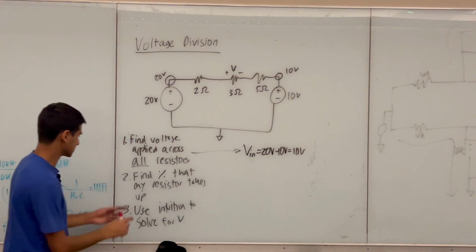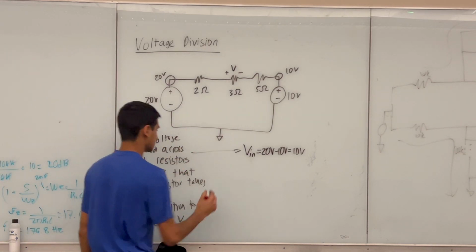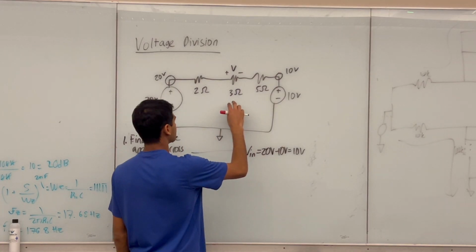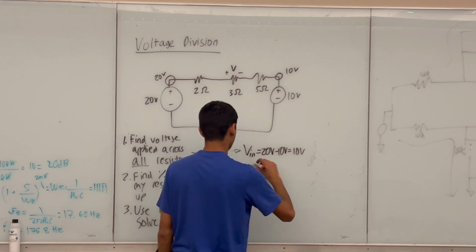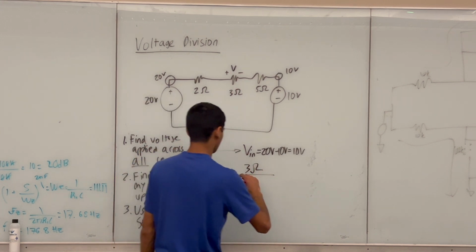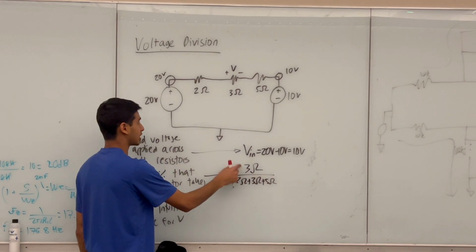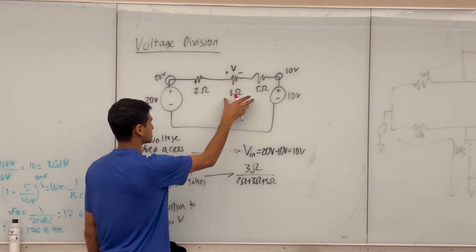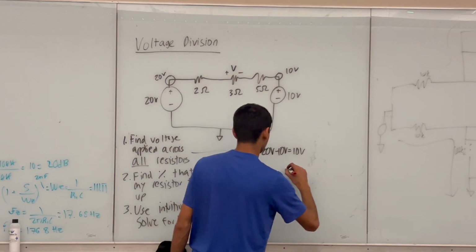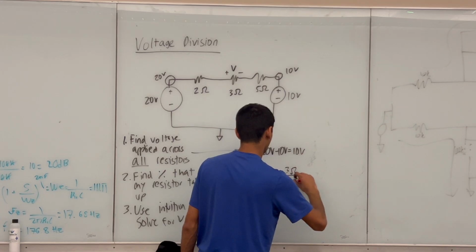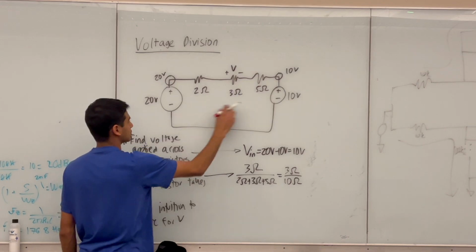The next thing I'm going to do is find the percentage that my resistor takes up out of the whole chain. That would be 3 ohms divided by 2 ohms plus 3 ohms plus 5 ohms, because this is my resistor, and the total resistance is just that. So the percentage is my resistor over the total resistance, which is equal to 3 ohms divided by 10 ohms. So it's taking up 30% of the total resistance.